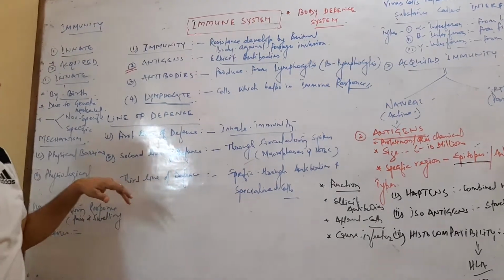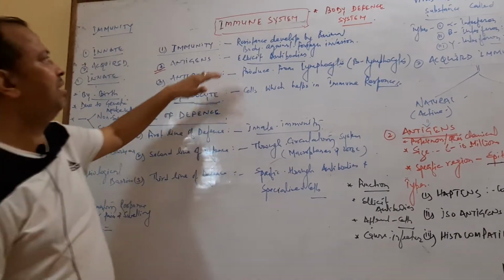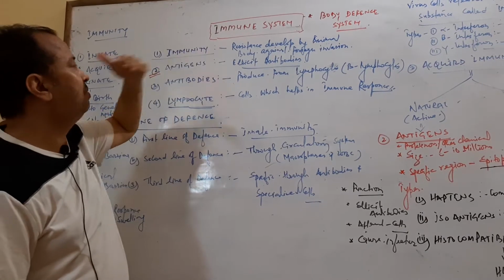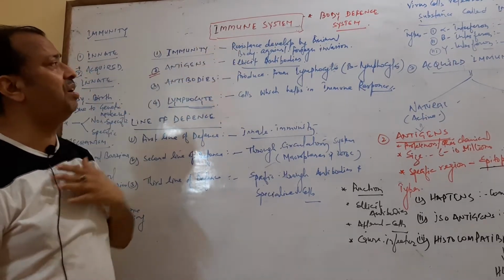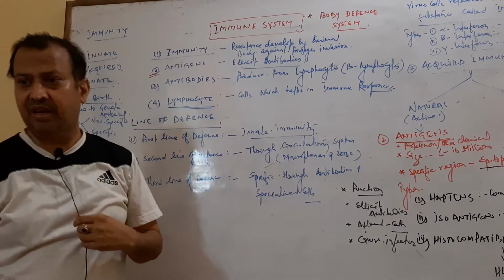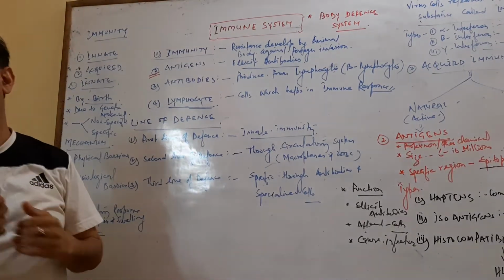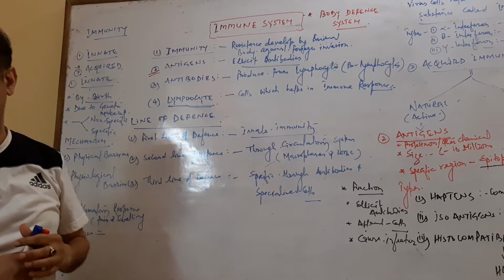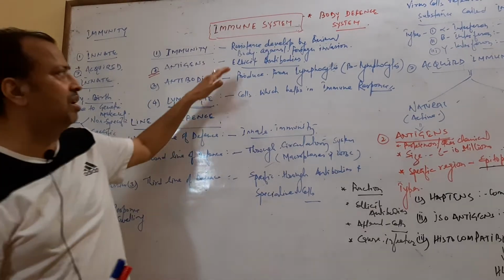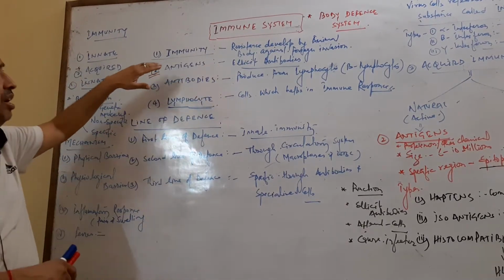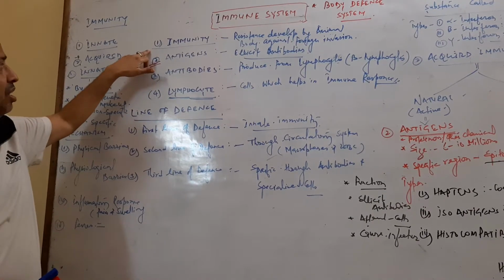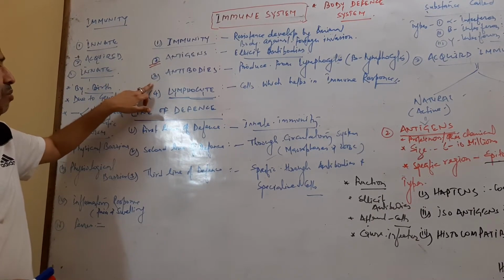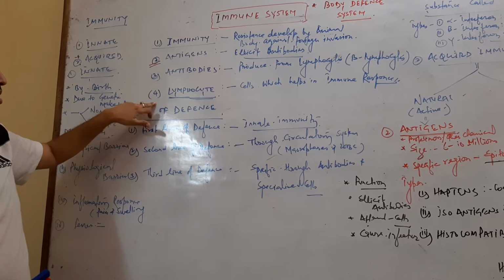Hello friend, now we are going to start one of the defense systems, called the immune system. The immune system is the body's defense system, where the body defends itself from various diseases. This is a type of system developed in our body. In the immune system there are terms related to immunity, antigens, antibodies, and lymphocytes.